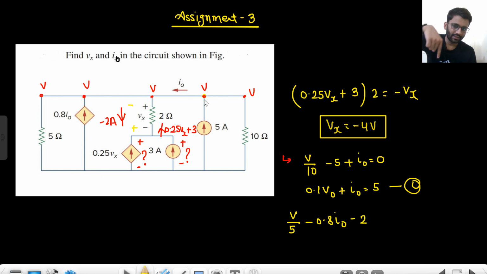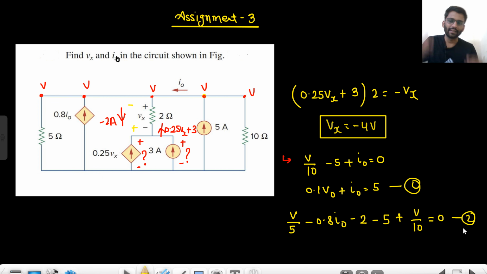What is the current downward? That is minus 5 plus V by 10 equals to 0. I just wrote the current in all the branches. V by 5 minus 0.8 I naught. In this branch minus 2 ampere minus 5 ampere plus V by 10 equals to 0. So from here, using equation 1 and 2, you will get the value of V.